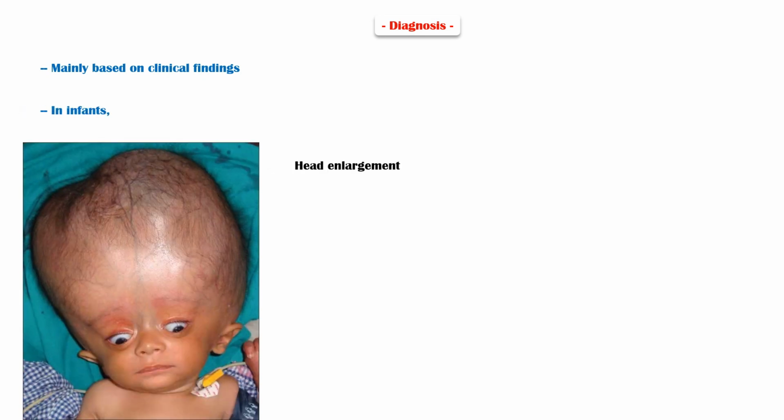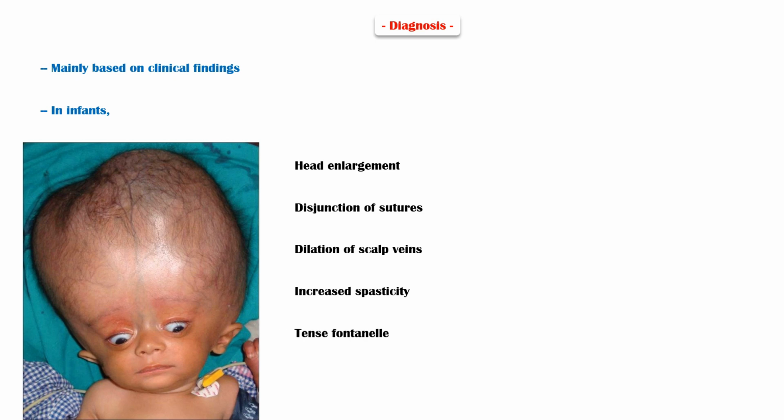Diagnosis of hydrocephalus is mainly based on clinical findings. Signs in infants suggestive of hydrocephalus include head enlargement, disjunction of sutures, dilation of scalp veins, increased spasticity, especially in lower limbs, tense fontanelles, and setting sun sign, characterized by retracted upper eyelids, downward deviation of ocular globes, and visible white sclera above the iris. In children and adults, look for the signs and symptoms we discussed above.